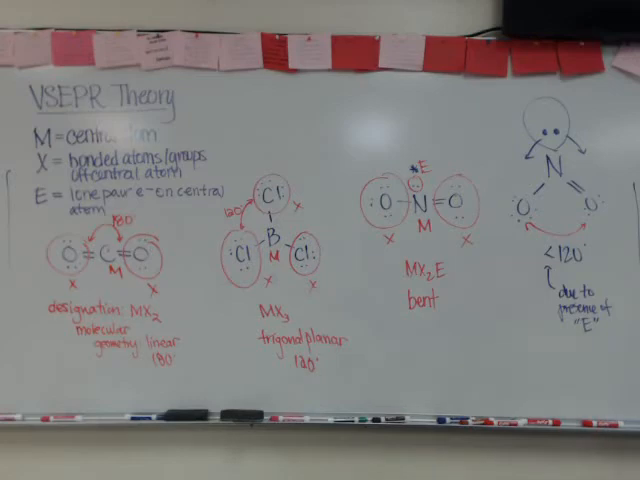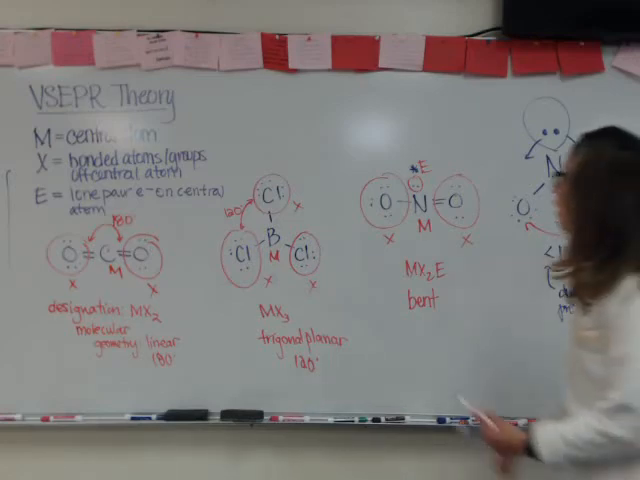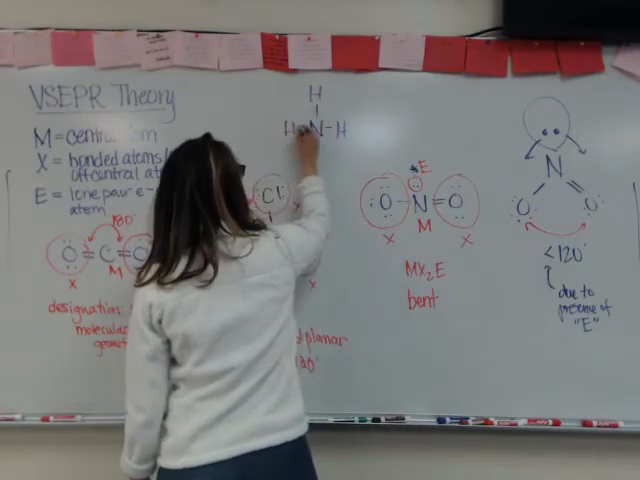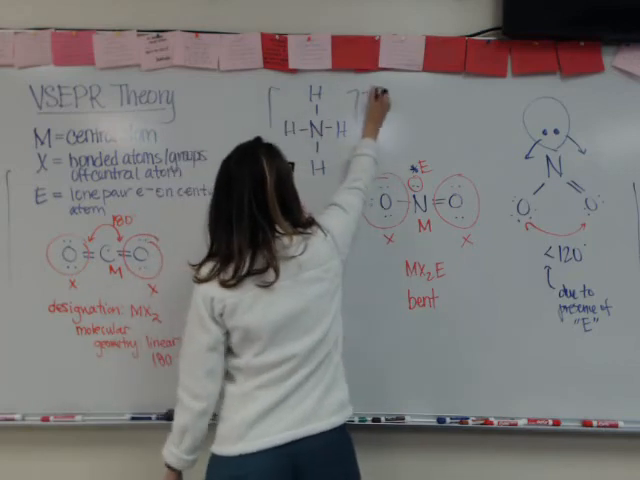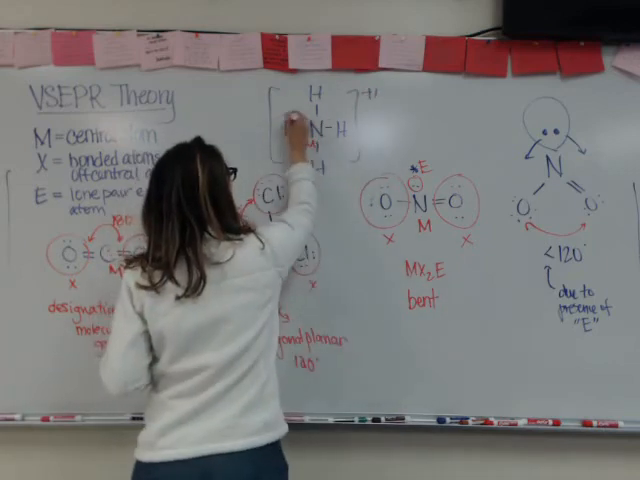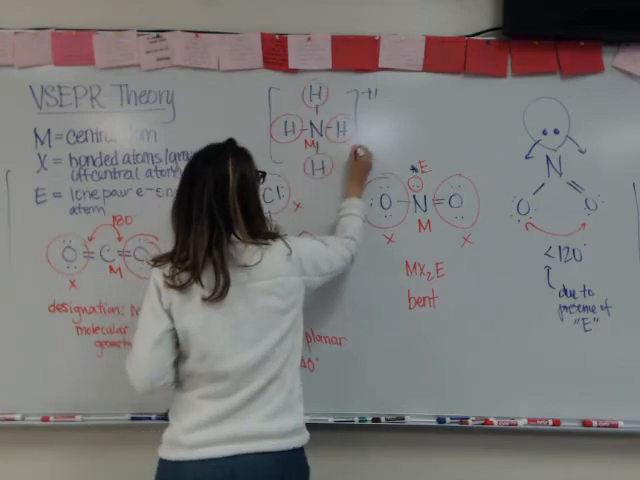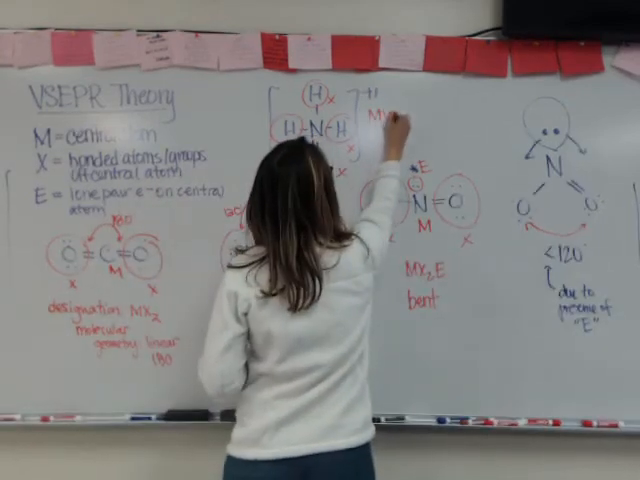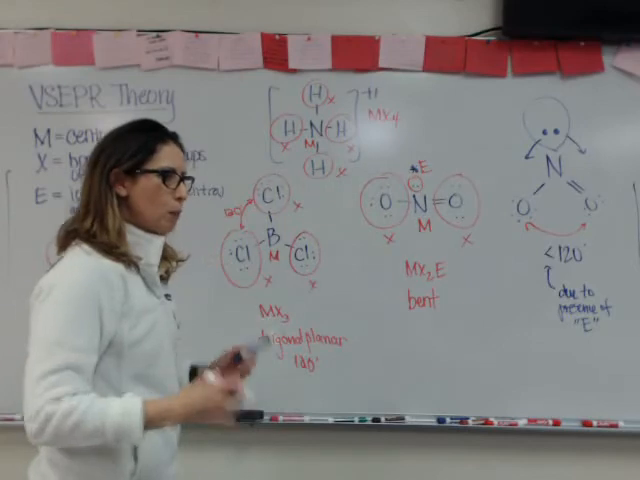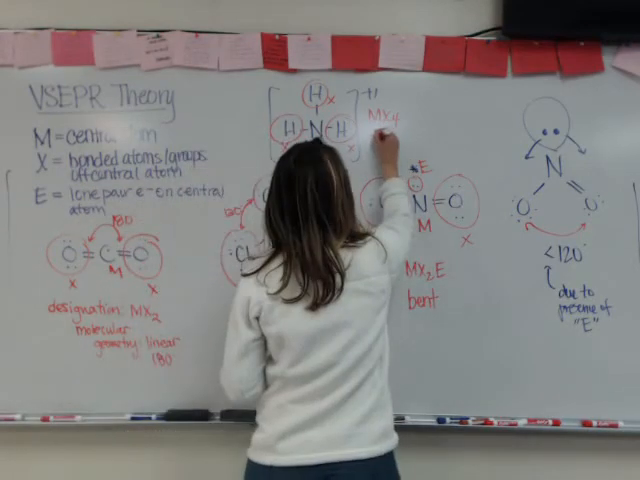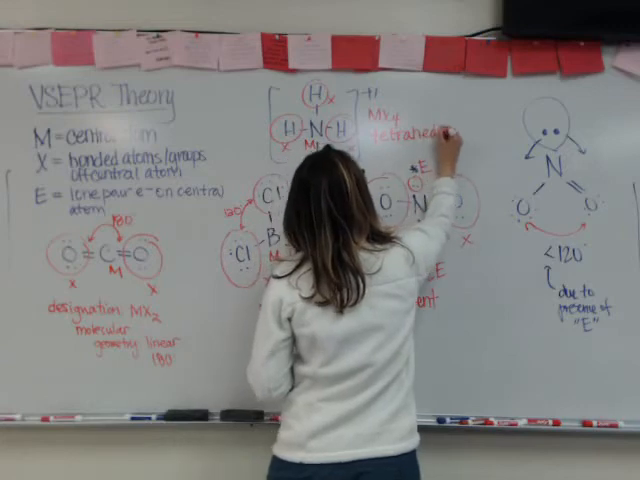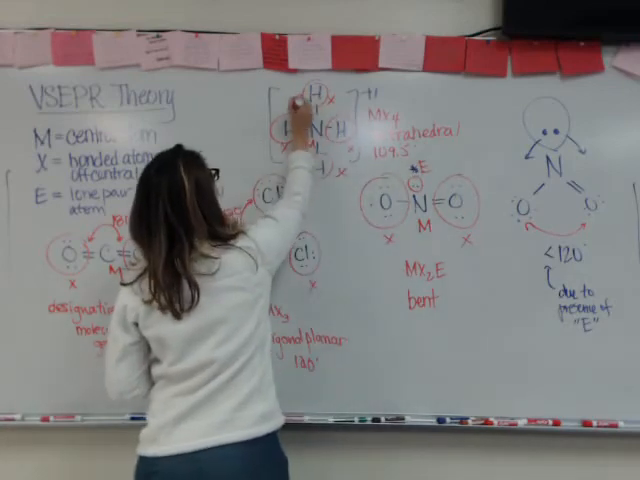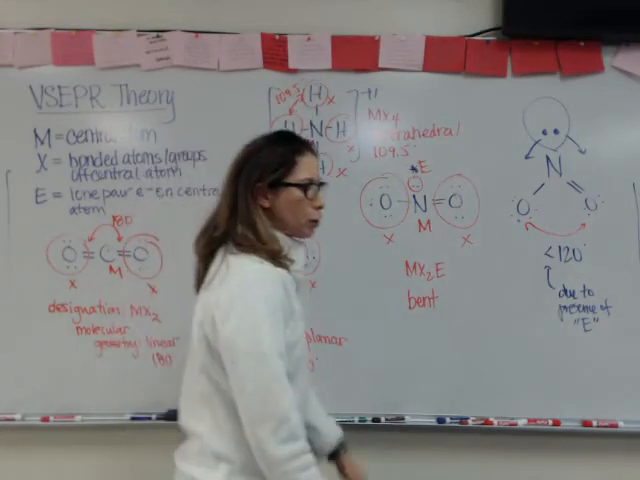Okay, now let's go on to the ammonium ion, which is NH4 plus 1. So NH4 plus 1 looks like this. Your central atom is nitrogen. You have 4 groups bonded to it. I don't have any lone pairs of electrons on the nitrogen, so I have no E's present. MX4 is a designation. Remember, we use that to get the shape. Tetrahedral is the shape, and your bond angle is 109.5. So between here and here, it's 109.5 degrees.